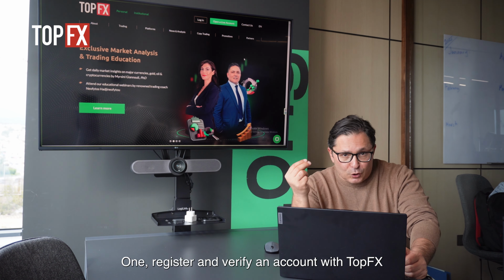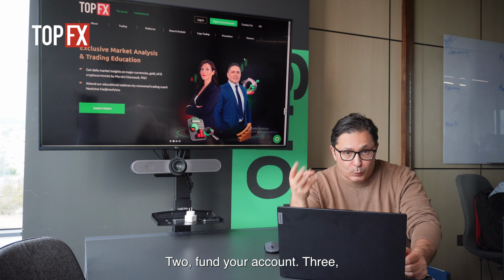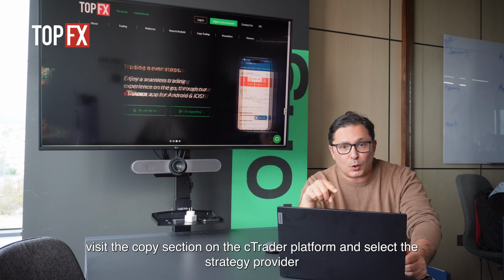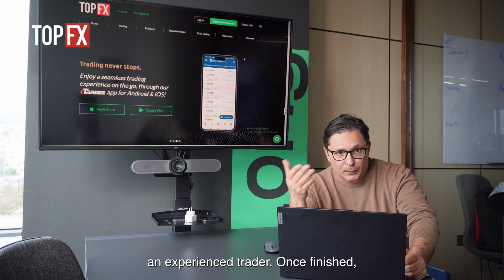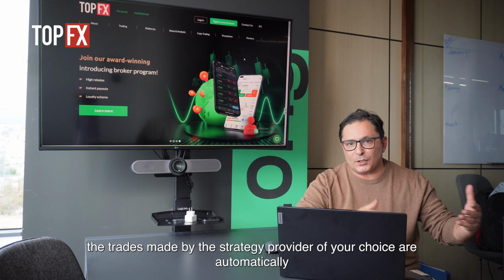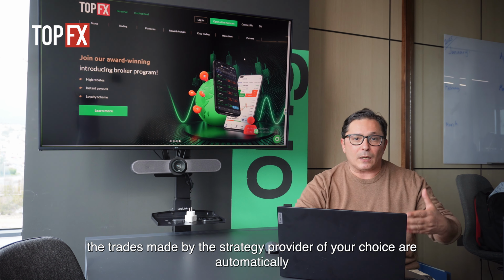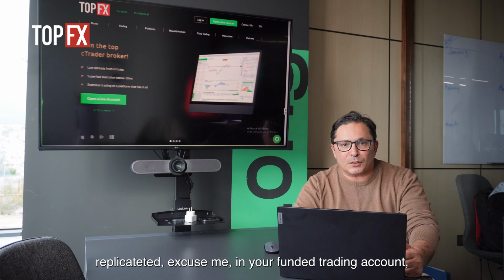1. Register and verify an account with TopFX. 2. Fund your account. 3. Visit the copy section on the cTrader platform and select the strategy provider, an experienced trader. Once finished, the trades made by the strategy provider of your choice are automatically replicated in your funded trading account.